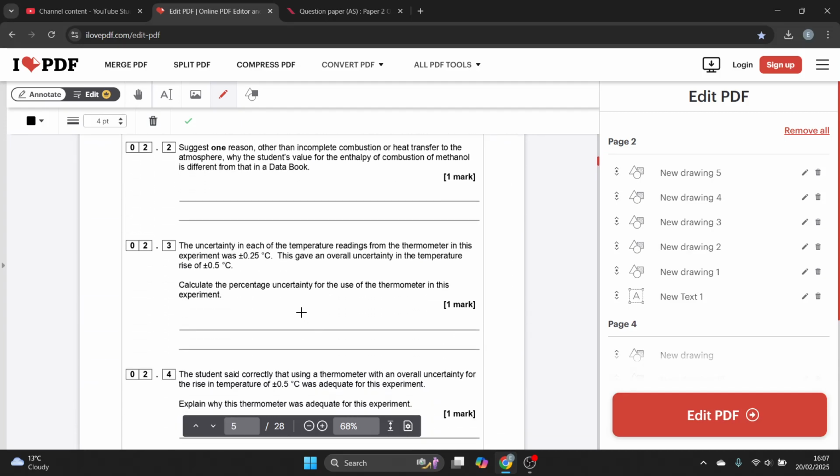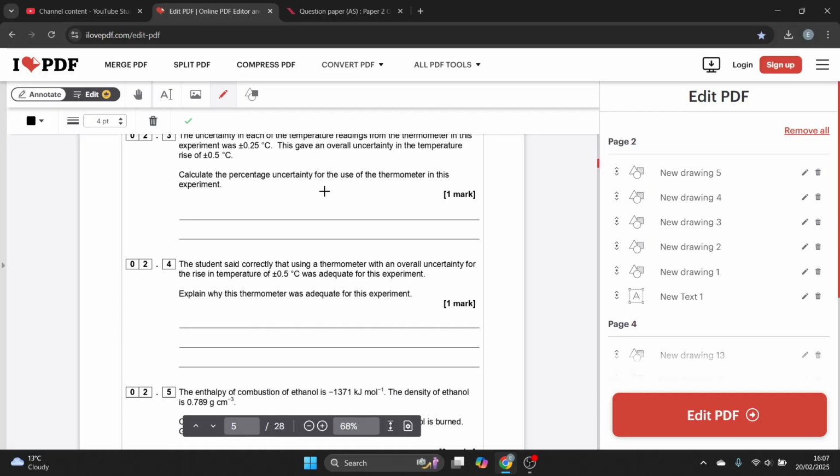Give one reason other than incomplete combustion why this value is different from that in the data book. Well, it's an alcohol, so evaporation of alcohol. Evaporation, you can be even more specific, apply it to the question: evaporation of methanol. Either way, if you said evaporation of alcohol, you should get a mark.